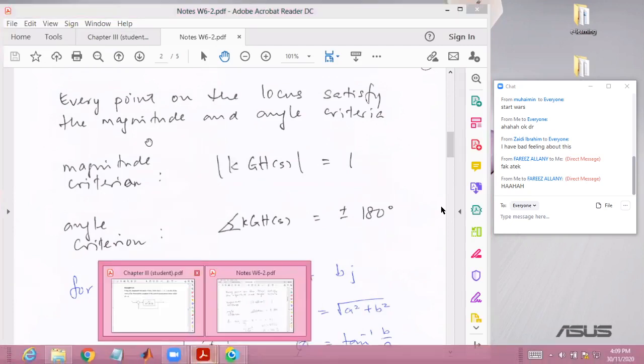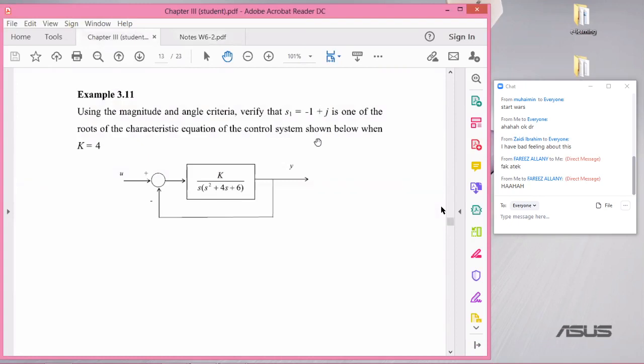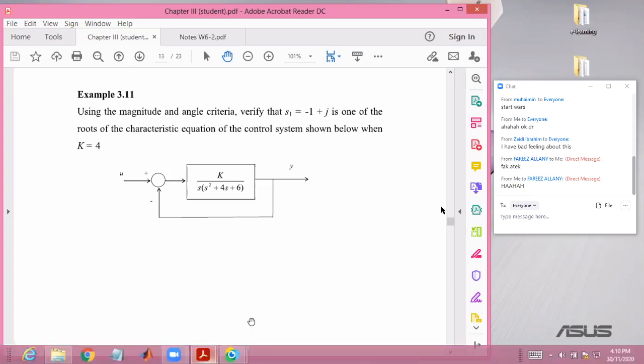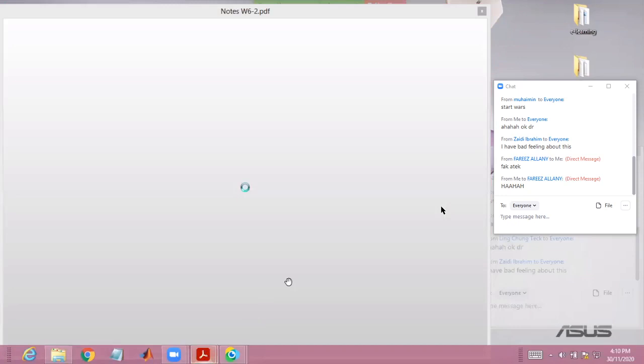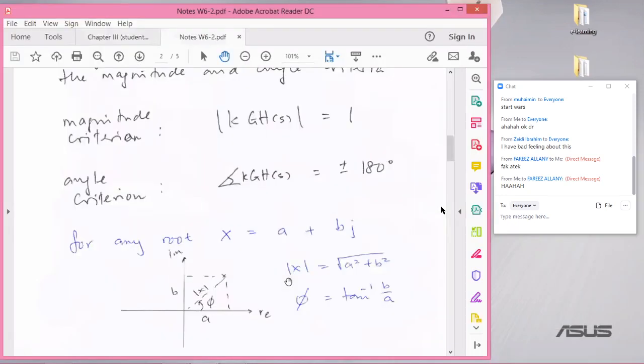The question here wants us to show, using the magnitude and angle criteria, that this point is one of the roots. All you have to do is substitute this value in the open loop transfer function, and then see whether the magnitude is 1 and the angle is 180. It is as simple as that. So I don't have to write a lot today, so my note is already self-explanatory.